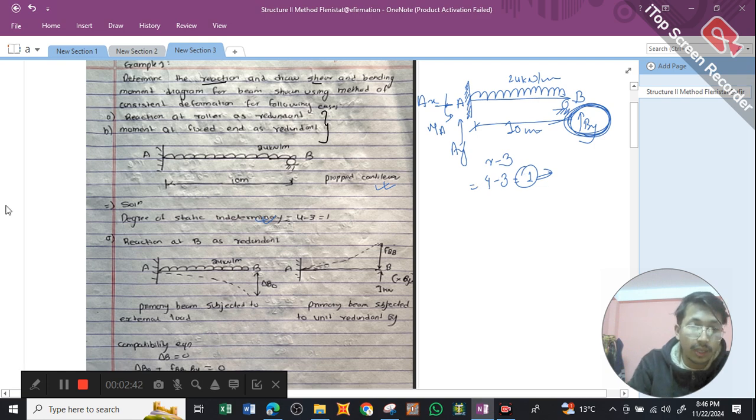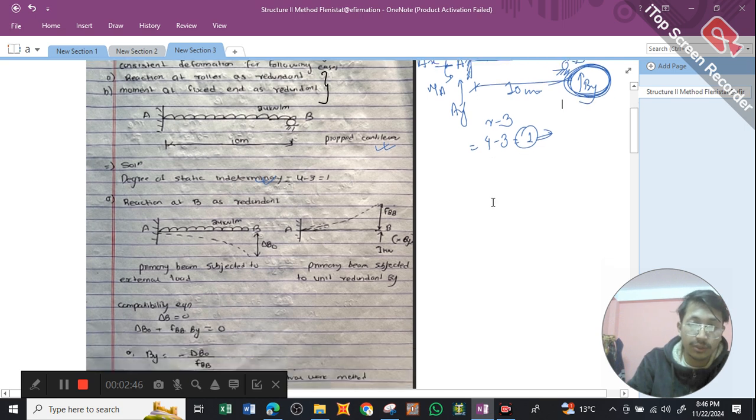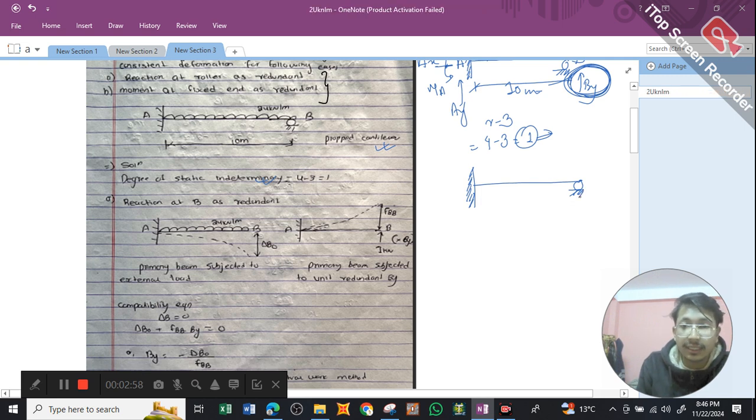How we're going to solve this is, firstly we're going to remove that redundant force and draw our beam in this manner. So this was our original beam. Now we're going to take the reaction at roller A as redundant. What we need to do is simply remove the roller support at A. So we have our UDL acting over here, 24 kilonewton per meter, and here we have A, we have B.